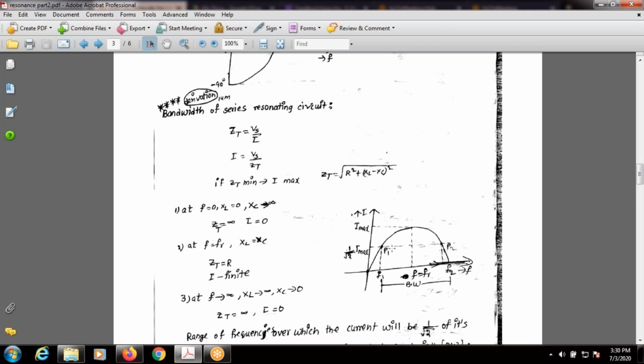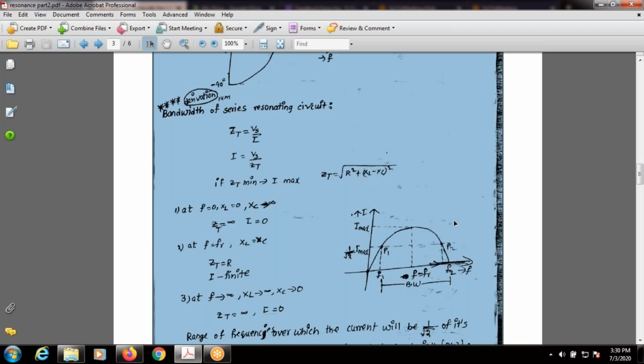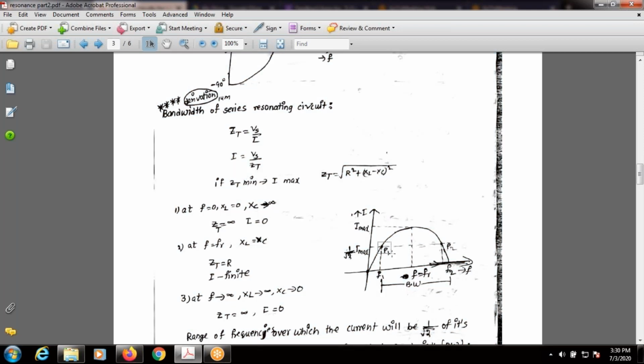From that I maximum, here this line, down by 3 dB, down by 3 decibels, or down to 0.707, or 1 by root 2 of its I maximum. That point is denoted as P1, and another one is denoted as P2. The corresponding frequency on the x-axis is f1, and similarly at P2 the corresponding frequency is f2.